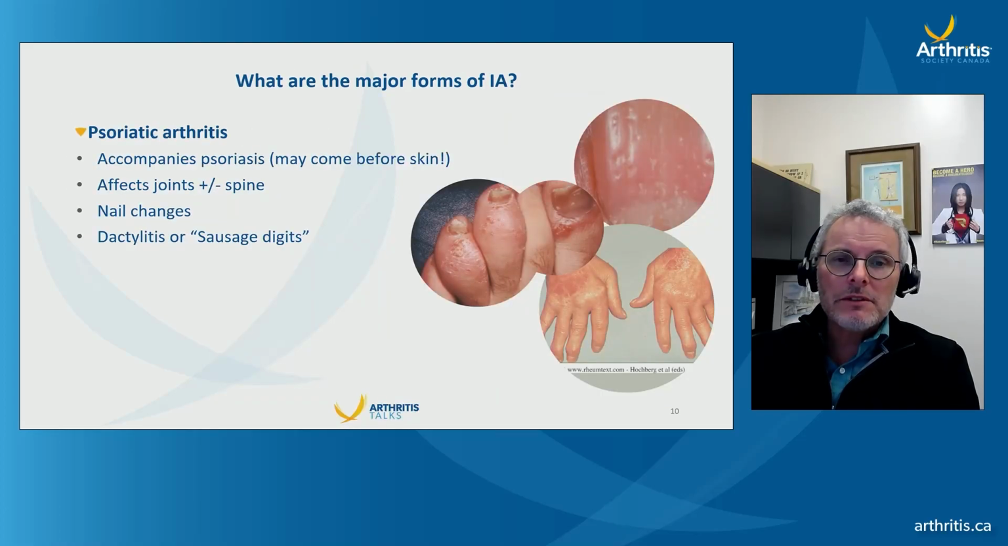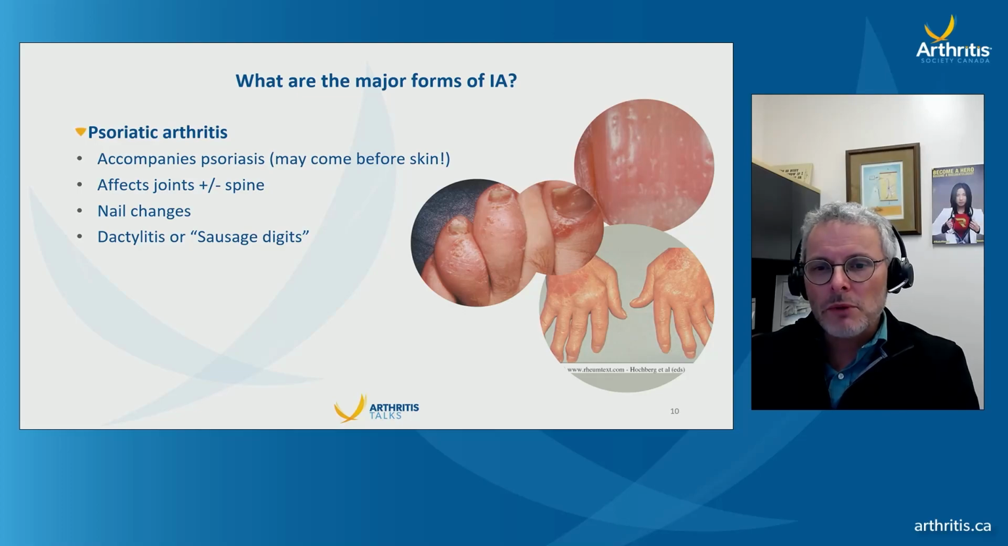Another common form of inflammatory arthritis is psoriatic arthritis. So this is a form of arthritis that accompanies psoriasis. Psoriasis is an itchy, scaly, red skin rash that can be either very limited or very widespread around your whole body. You can see little bits of it on the backs of the hands in this picture here and on the toe. And it can affect the joints like rheumatoid arthritis, but it can also affect the spine like ankylosing spondylitis.